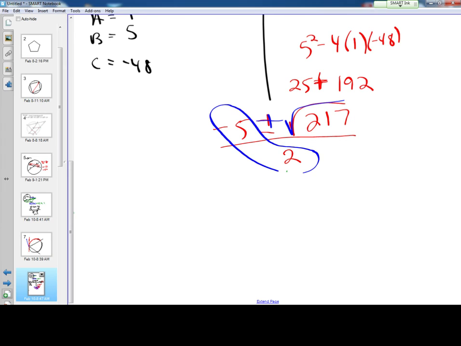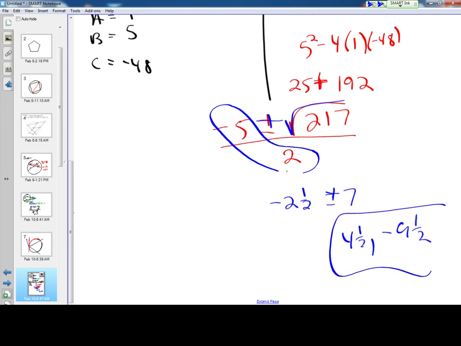So how much? So you said this was about 7 here? Yeah? So that's about 7. And this is about 2.5. Negative. So if I did negative 2.5 plus 7, that would give me like 4.5, wouldn't it? Something like that. And if I did negative 2.5 minus 7, that would give me a negative 9.5.